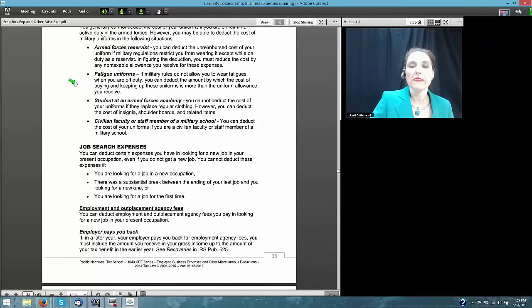Fatigue uniforms. If military rules do not allow you to wear fatigues when you are off duty, you can deduct the amount by which the cost of buying and keeping up these uniforms is more than the uniform allowance you receive. My husband was a Navy pilot, and he had a flight suit, and he was not allowed to wear the flight suit off base.